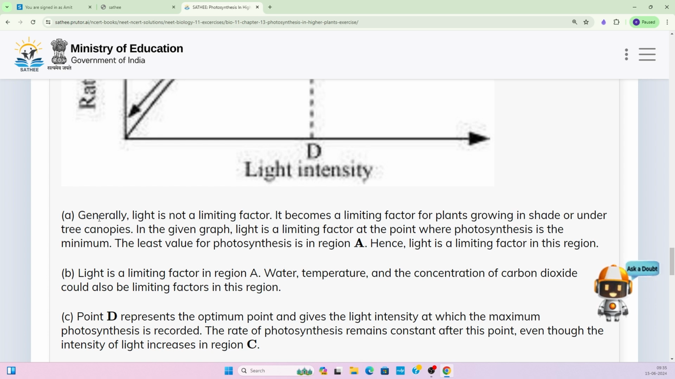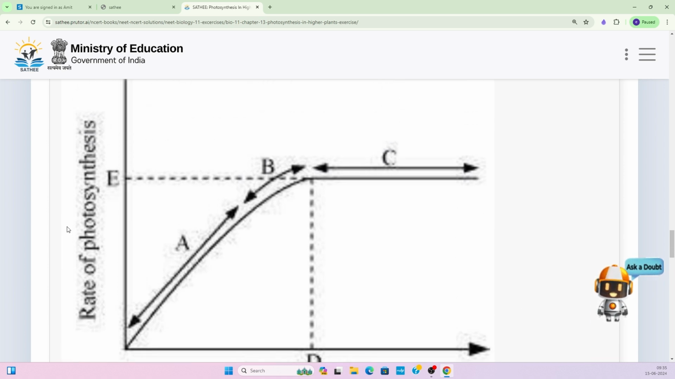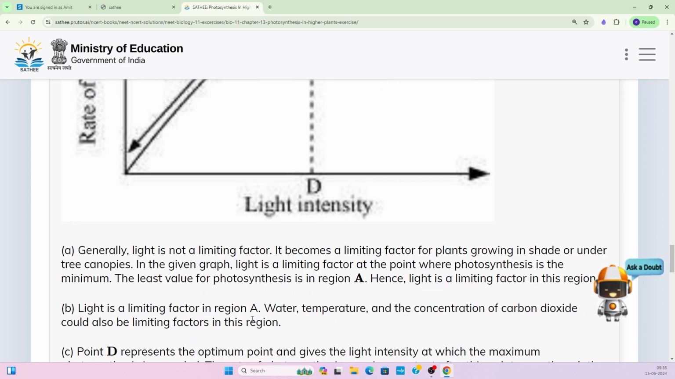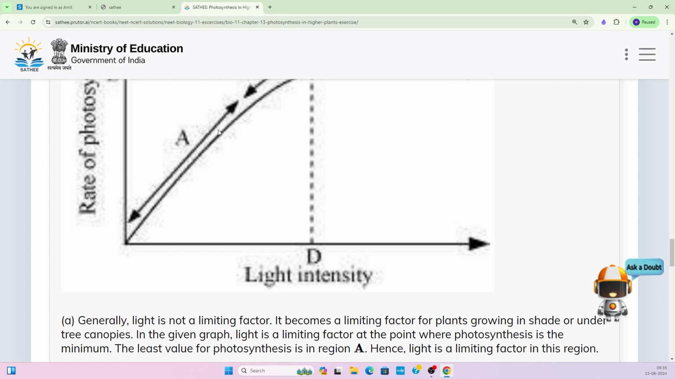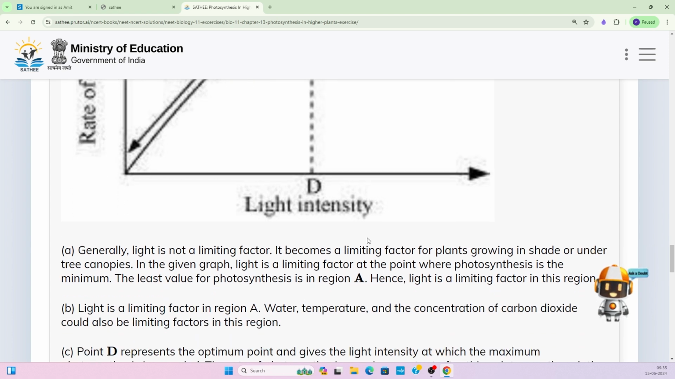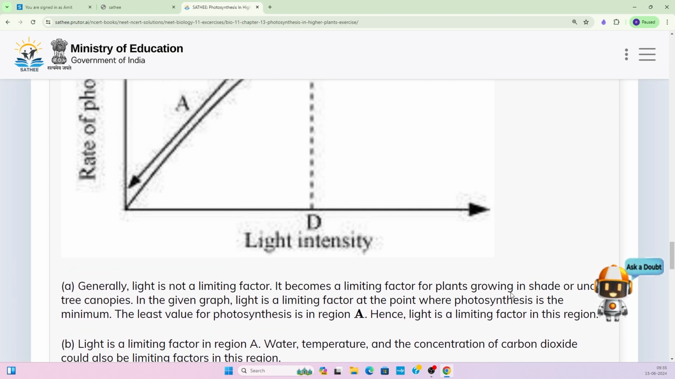So in the given graph, light is a limiting factor at the point where photosynthesis is minimum. So where you can see the rate of photosynthesis is minimum, right? The least value of photosynthesis is in region A. Okay, this is region A, where the rate of photosynthesis is least. Hence, light is a limiting factor in this particular region, right?